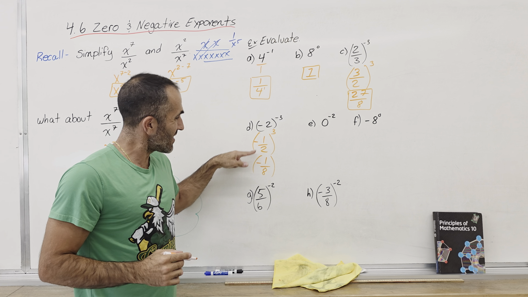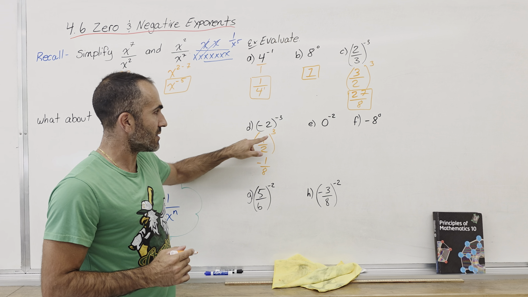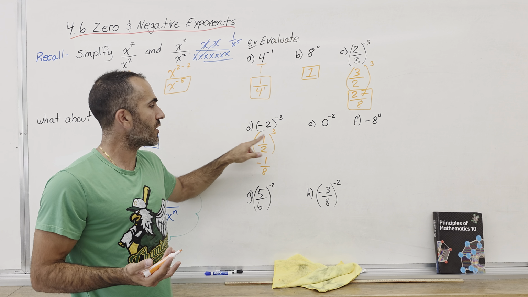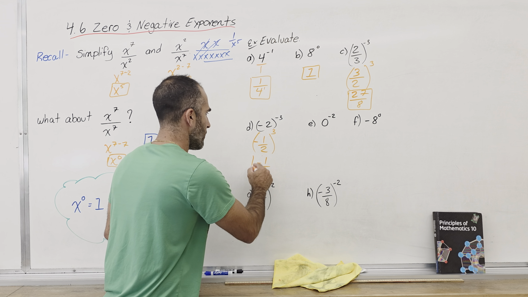Be careful though, I don't need the brackets here, sorry. This is only negative because this is a 3. If this was a 4, it would be positive. Remember, odd and even exponents. Done.